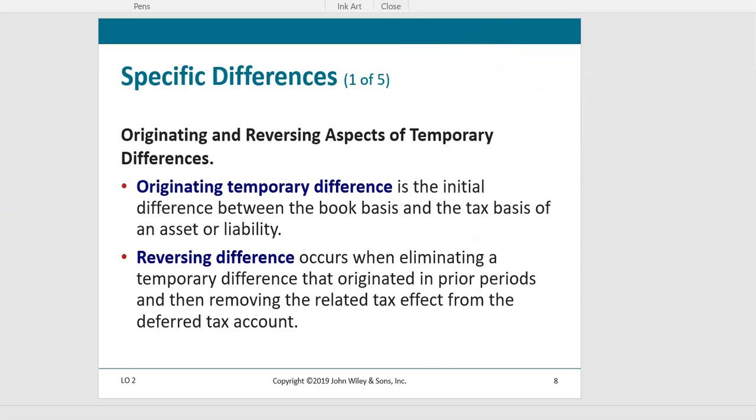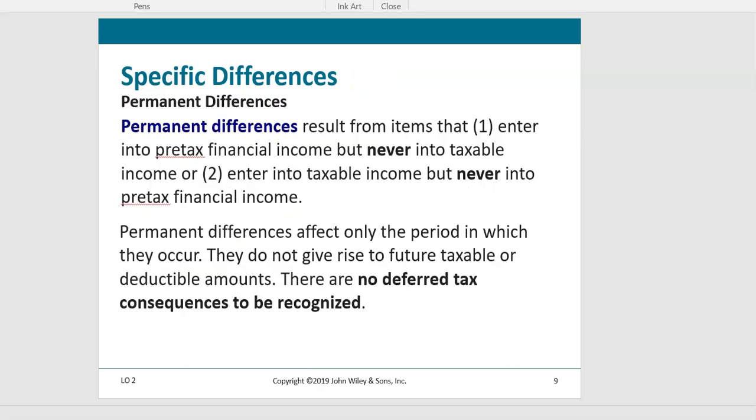Just some terminology. When we first establish the difference between the book basis and the tax basis, we call that an originating temporary difference. And as it reverses over time, we call that the reversing difference. So far, all we've talked about were temporary differences. There are also permanent differences that can result between pre-tax income and taxable income, meaning they're never going to reverse. It's not just a timing difference.